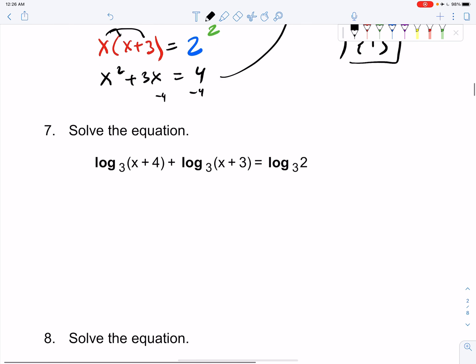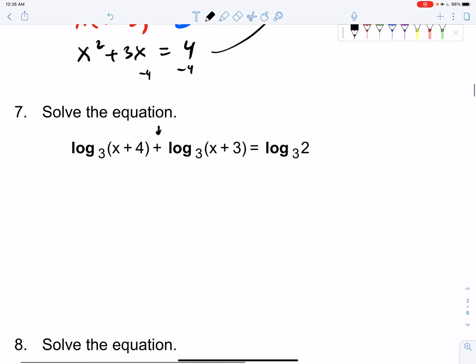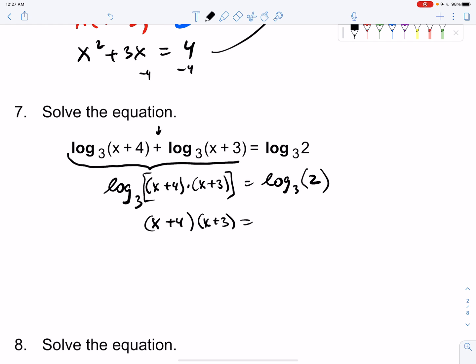Let's look at the next problem here. I see we have an addition again, so we can go ahead and take care of this by using the addition of two logs can be written as a product. So this is just going to be log base 3 of x plus 4 times x plus 3 equals log base 3 of 2. So this is the big old argument now. And, well, let's just go back to the one-to-one property of logs, and we've got log base 3 on the left, log base 3 on the right, and we can just write this as x plus 4 times x plus 3 equals 2.